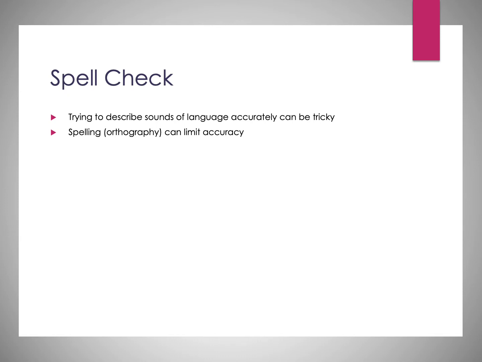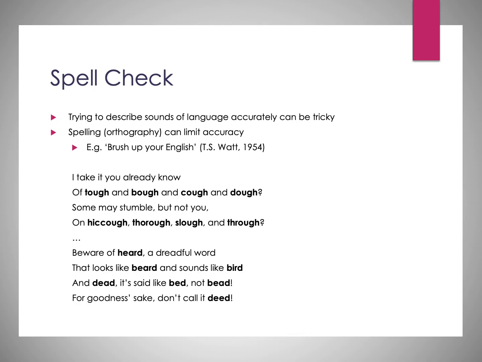One example that has been used frequently to show how our spelling doesn't really line up with our pronunciation system is a poem that was written in the 50s by an English writer, called Brush Up Your English. I'll focus just on the bolded words that you see here. I take it you already know of tough and bow and cough and dough.